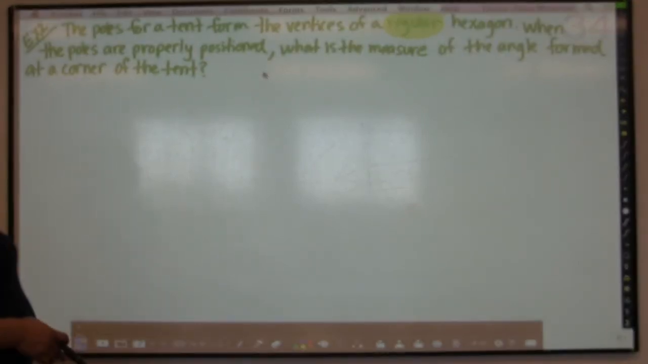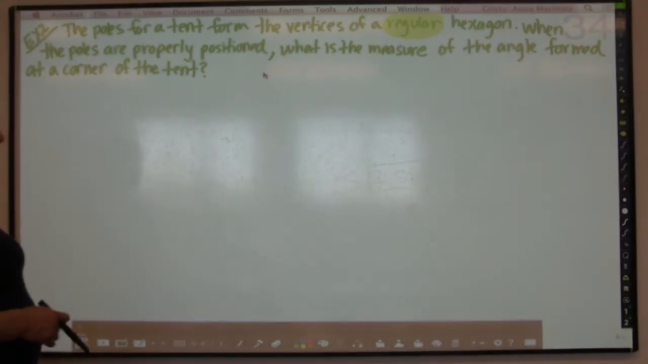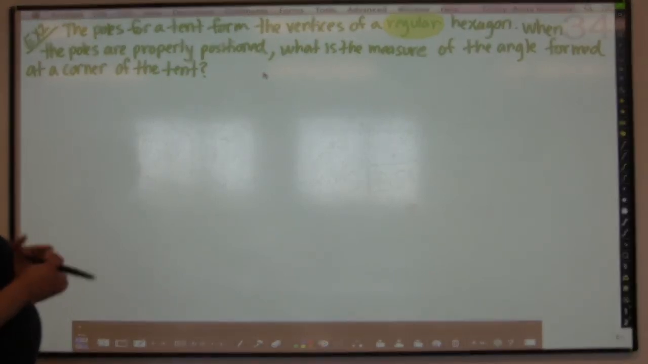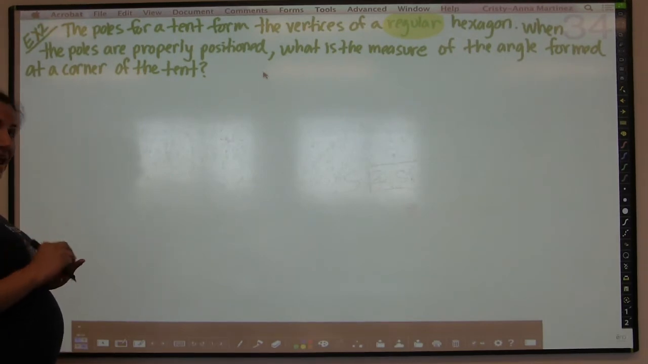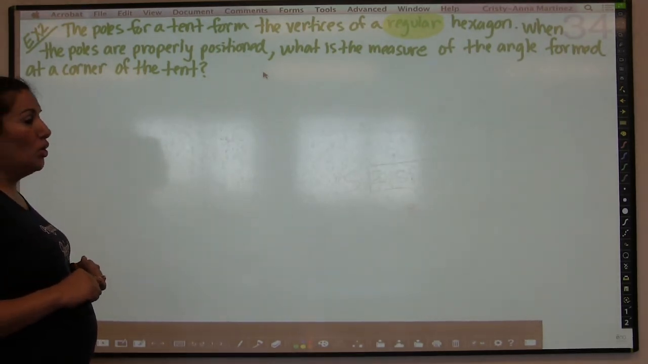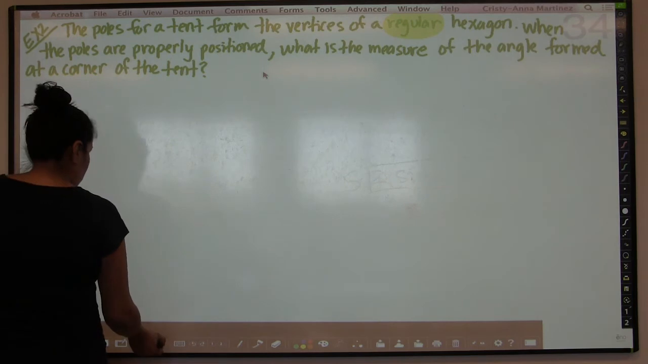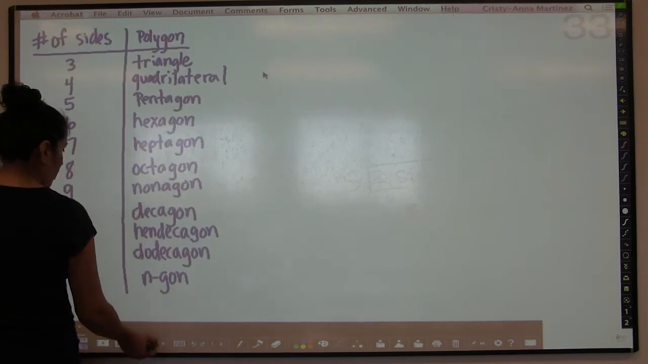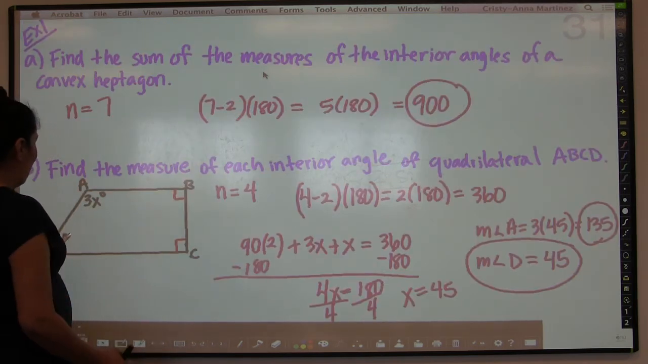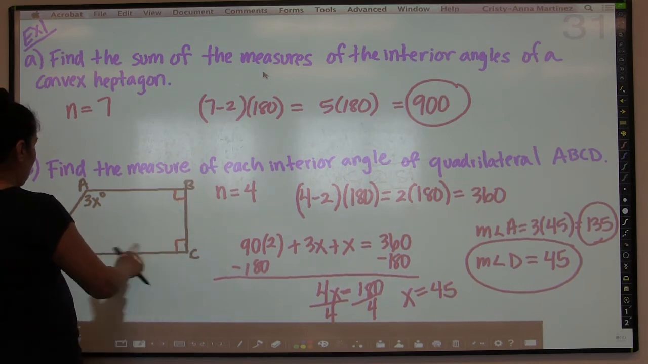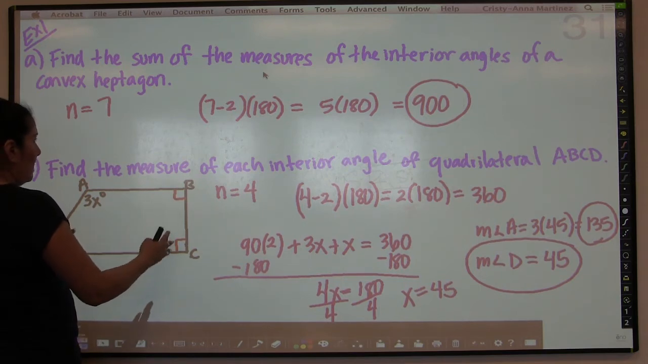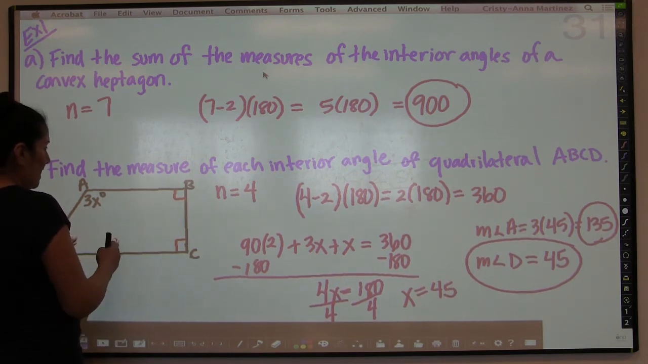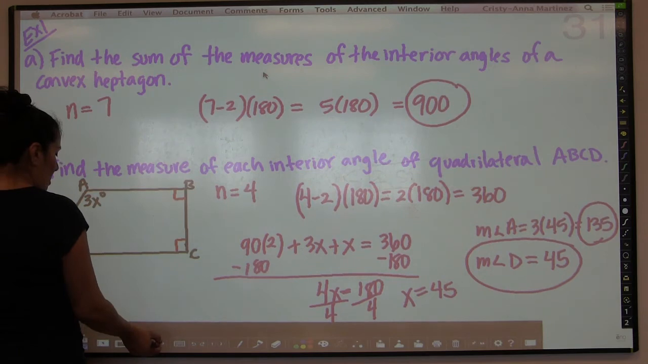You have to remember that in chapter 1, a long, long time ago, we learned what regular meant. A regular polygon is a polygon whose sides and angles are all the same. Unlike the previous example, where you had some angles that were different, one was 135, one was 45, two of them were 90. Not all of the angles were the same, not all the sides are the same length. That is an example of not being a regular polygon.